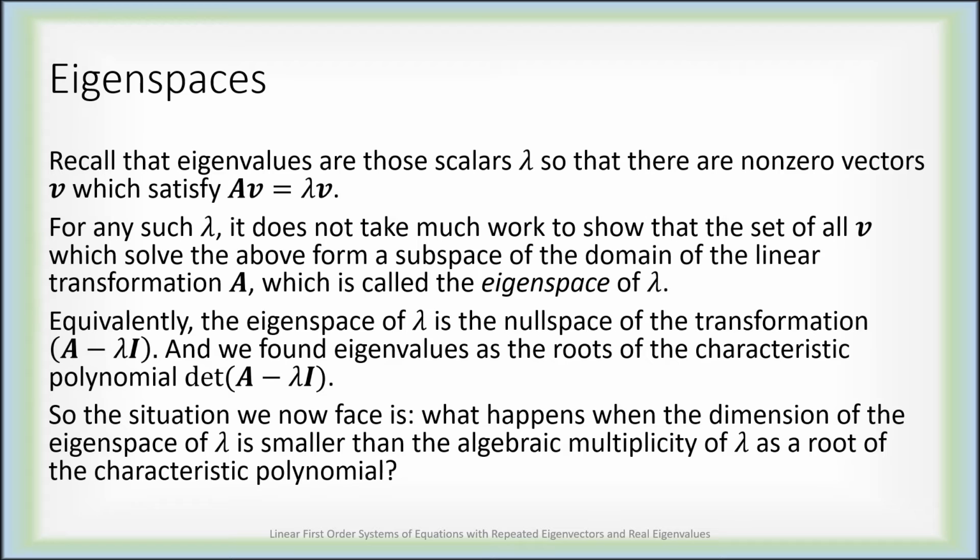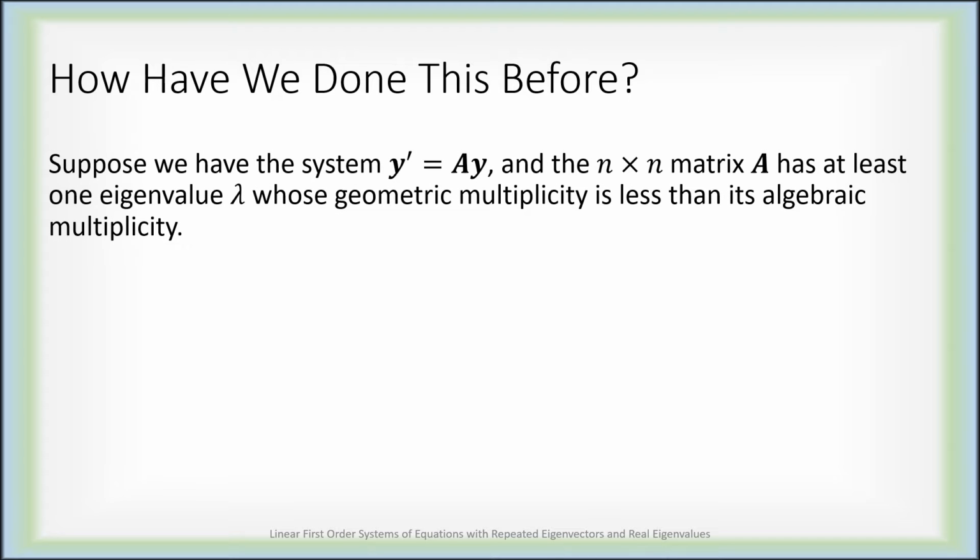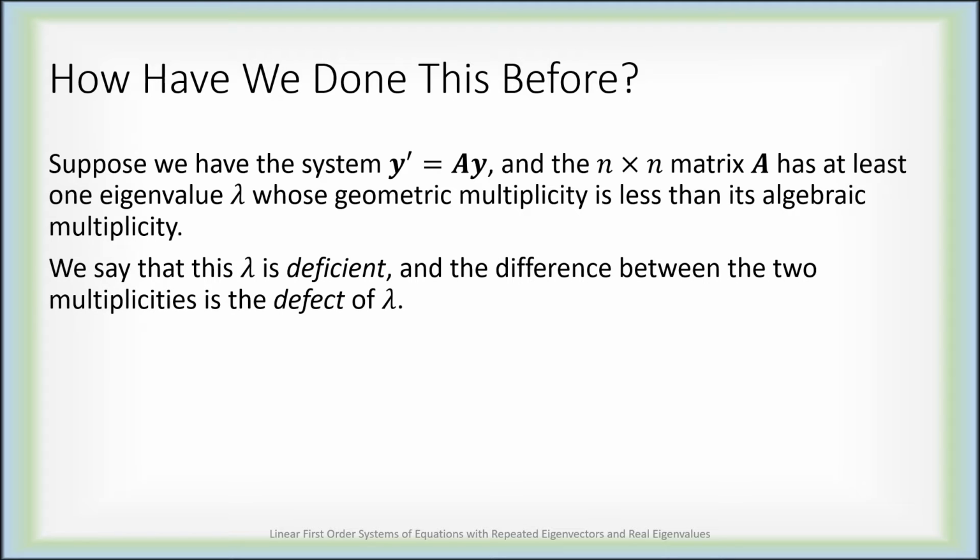So the situation we now face is as follows. What happens when the dimension of the eigenspace is smaller than the algebraic multiplicity of lambda as a root of the characteristic polynomial, when the geometric multiplicity is less than the algebraic multiplicity? Now we've done something sort of like this before. Let's suppose we have y prime equals Ay, and the matrix A does have an eigenvalue whose geometric multiplicity is less than its algebraic multiplicity. This is called a deficient eigenvalue, and the difference between the two multiplicities is called the defect.